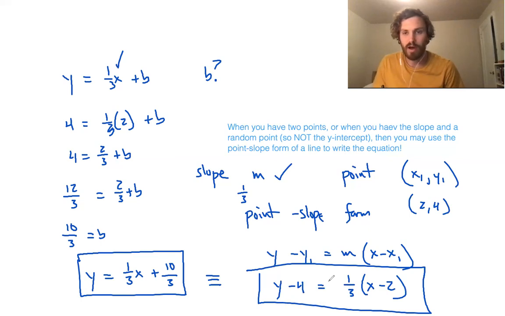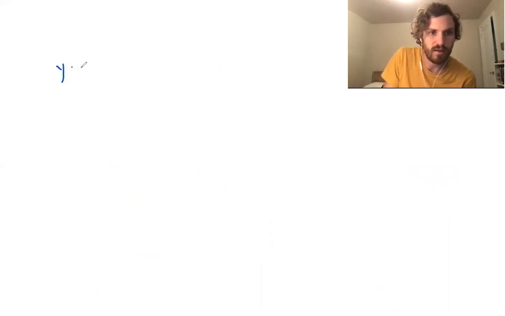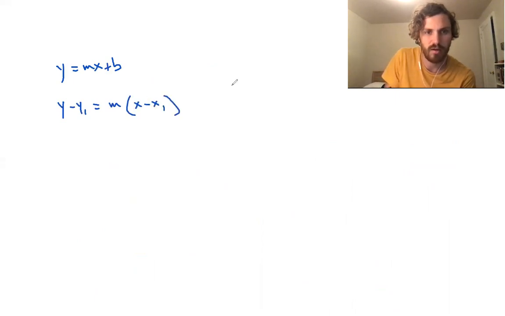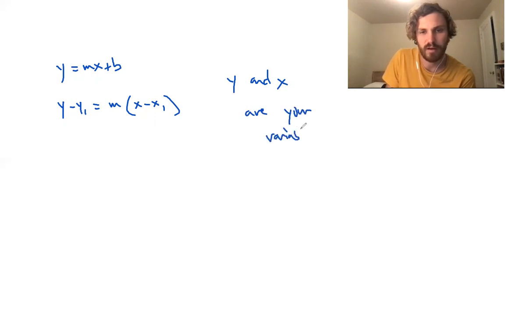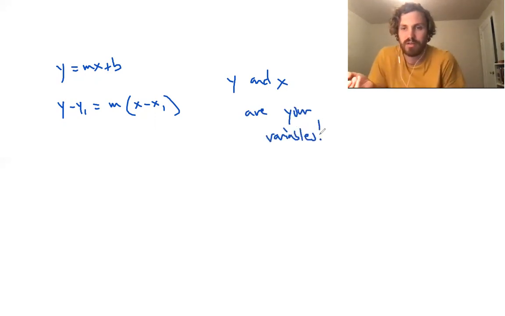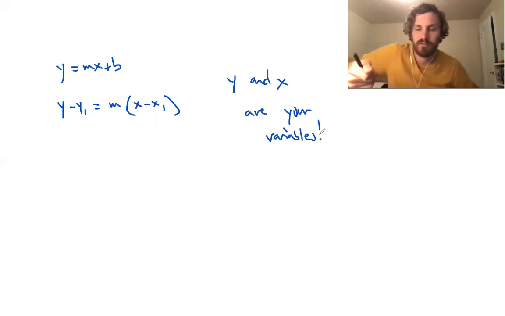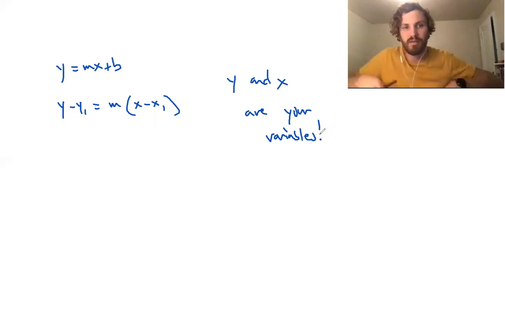If I solve for y on the right-hand side, I will get the same equation. Okay, so to summarize, so far, what we have is y equals mx plus b, y-intercept and slope. We have y minus y sub 1 equals m times x minus x sub 1. Remember, y and x are your variables. Those are the things that are going to stay in the equation, because in order to have an equation, we have to have an input, we can plug something in, and an output. So that would be x and y.